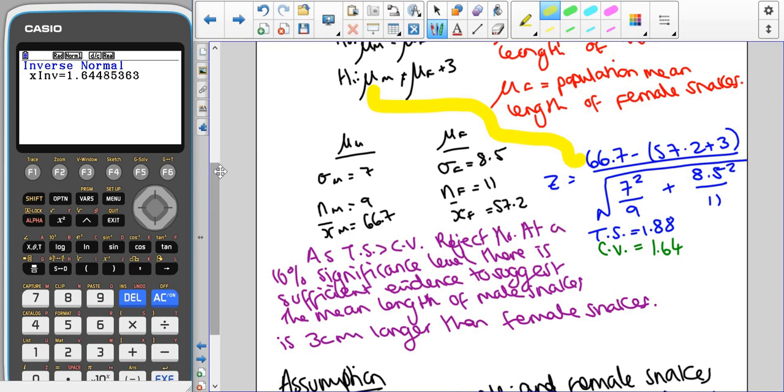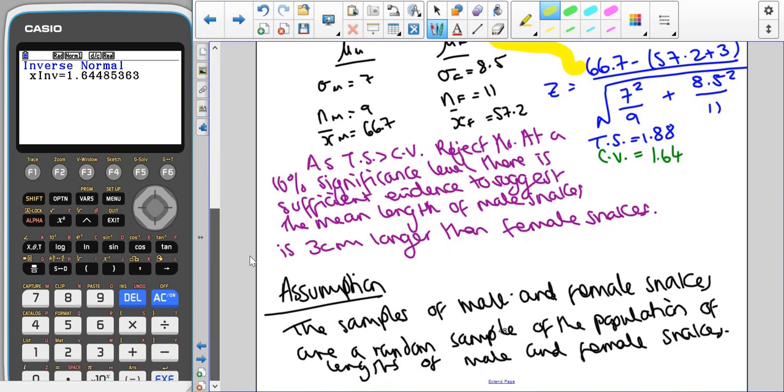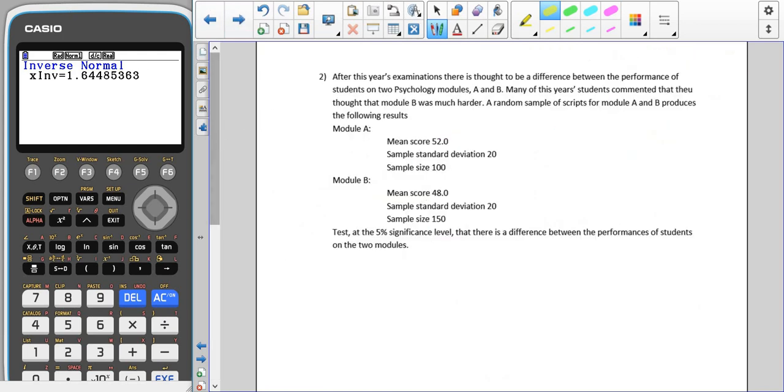At our 10% significance level, there is sufficient evidence to suggest that the mean length of male snakes is 3 centimetres longer than female snakes. And again, you can see here at the bottom that I've added the assumption again, because it didn't say anything about those snakes being a random sample. It just said that they trapped 9 males and 11 females. It didn't mention that these were a random sample of the populations of male and female snakes of this specific species. So that is the assumption that we are making, that they are a random sample. So again, I'd like you to pause the video and give the second now you try question a go.